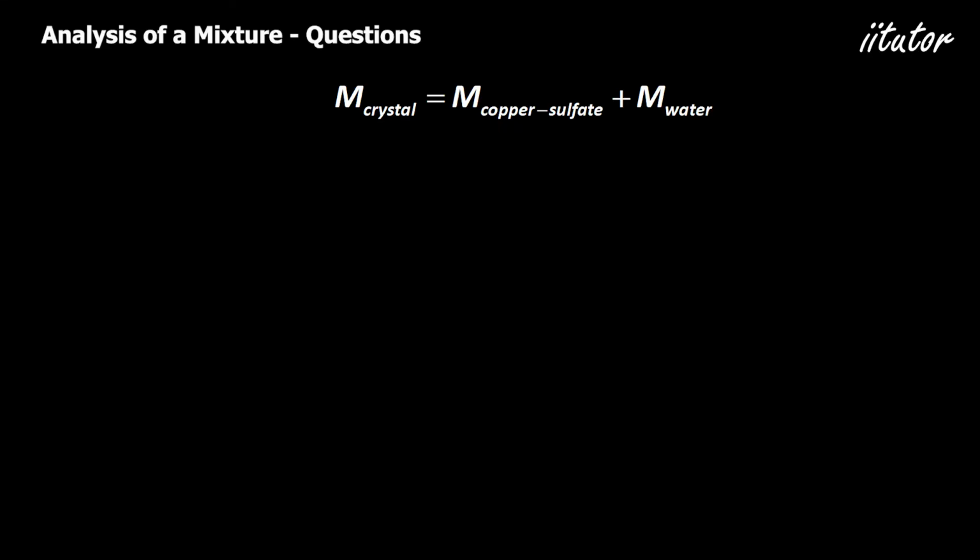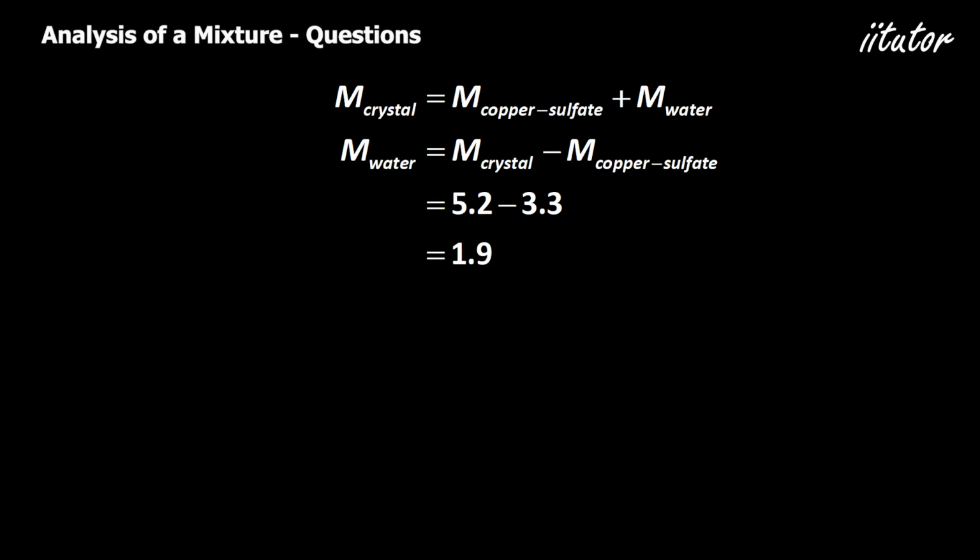So the mass of the blue crystal is equal to the mass of the CuSO4, which is the copper sulfate, plus the mass of the water. If we want the mass of the water, all we have to do is subtract these two. Okay, so we know that this is 3.3, and we know that this one is 5.2. So the mass of the water is 1.9.